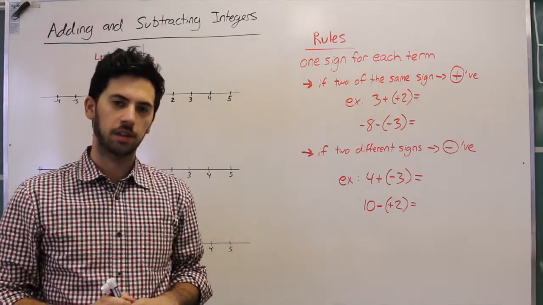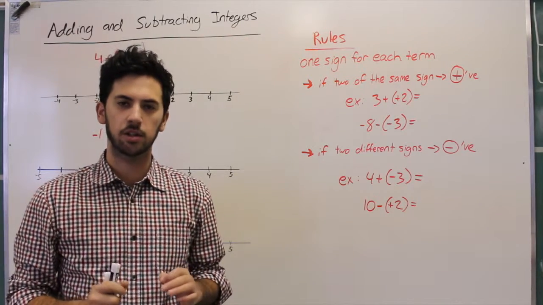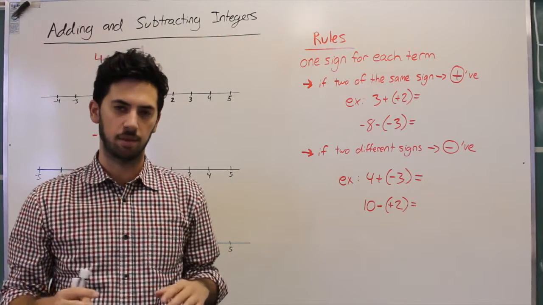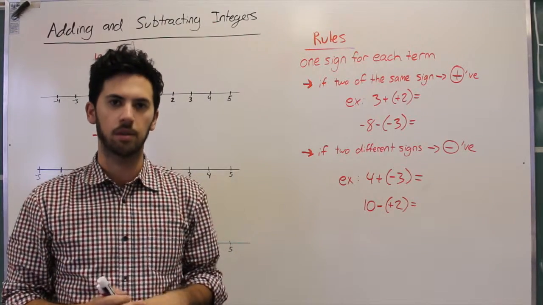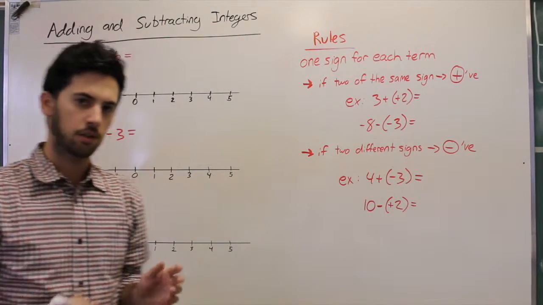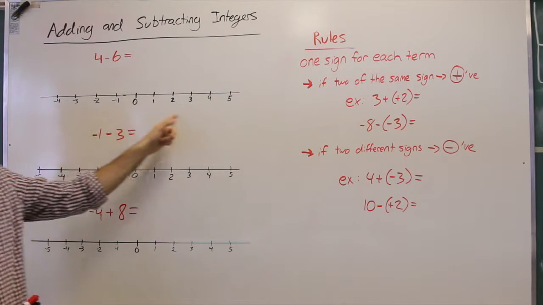So today I just wanted to go over how do you add and subtract integers. So integers are positive or negative numbers. So if you have an addition or subtraction that involves a negative number, this is what you're doing. So first of all, what is addition and subtraction? Well, it's moving along a number line.